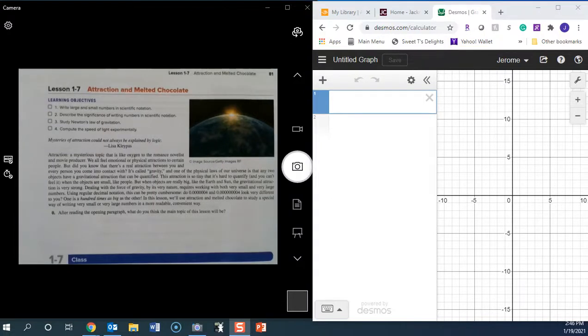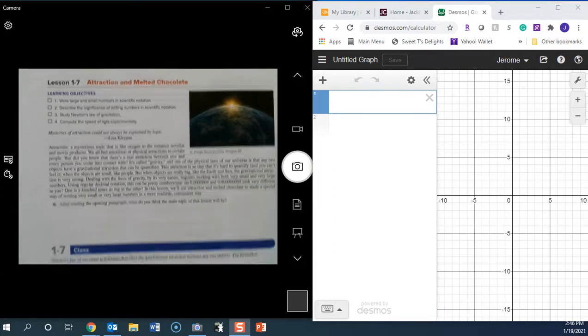Hello class, we're about to start lesson 1-7, Attraction and Melted Chocolate. This starts on page 81. Our learning objectives are to write large and small numbers in scientific notation, to describe the significance of writing numbers in scientific notation, to study Newton's law of gravitation, and to compute the speed of light experimentally.